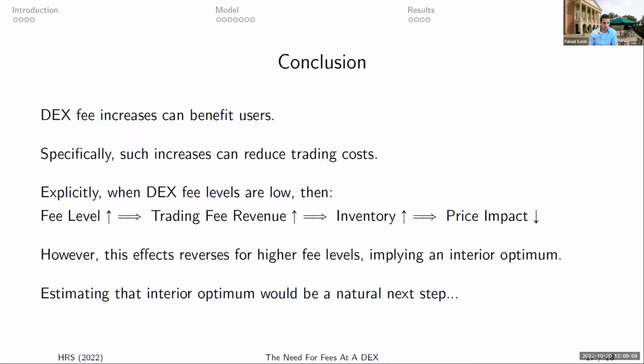That is, when DEX fee levels are low, increases in fees are going to increase the trading fee revenue and increase the inventory, increasing the incentives to provide the inventory. The increase in inventory is going to bring down the price impacts, but this effect reverses for higher fee levels, which means that there's an interior optimum. This is a theoretical economic analysis, but I think it makes this point very clearly, and leads to a natural empirical exercise that I think somebody should do, which is to think about whether existing pools are above or below this interior optimum.